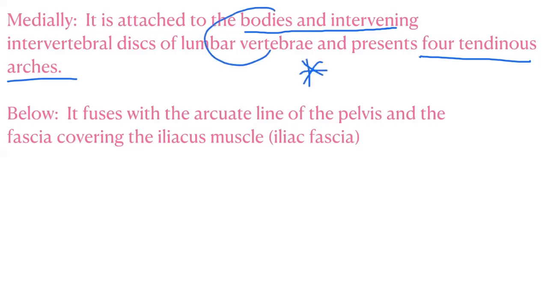Okay, we will learn later why it is so important. But remember the origin of the psoas sheath. Below, it is attached to the arcuate line of the pelvis and the fascia covering the iliacus muscle. So it is continuous with the iliacus fascia, right?